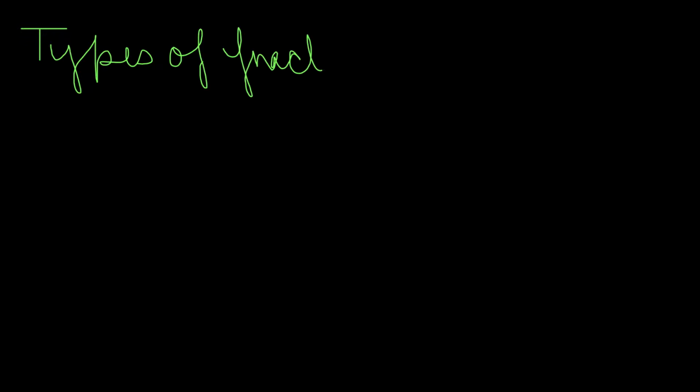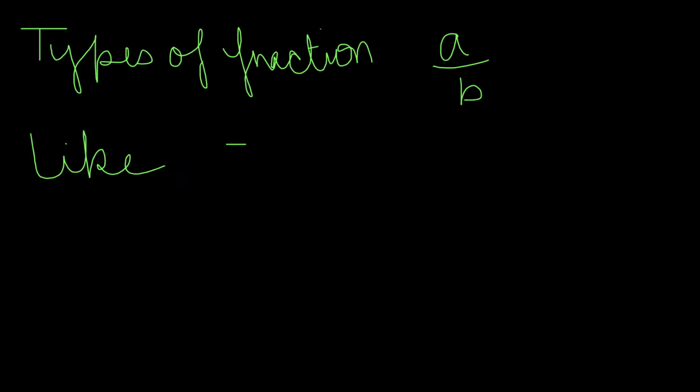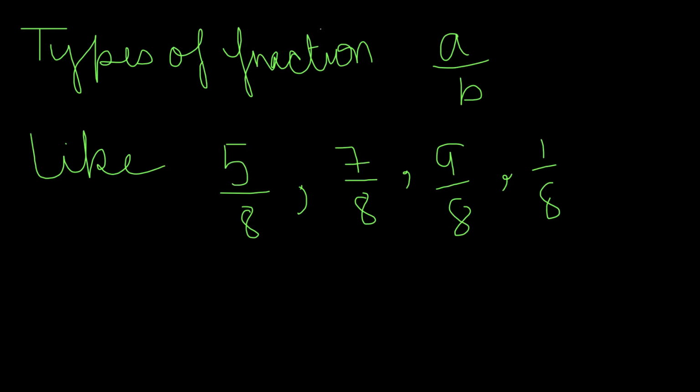We will be discussing the types of fractions. What are the types of fractions that we have? So we know a upon b is a fraction. A is your numerator, b is your denominator. So the first one that we have is like fractions. So what does like fractions mean? Like fractions are those fractions, children, which have the same denominator. Suppose if you have 5 upon 8, 7 upon 8, 9 upon 8, 1 upon 8. These are all examples of like fractions.